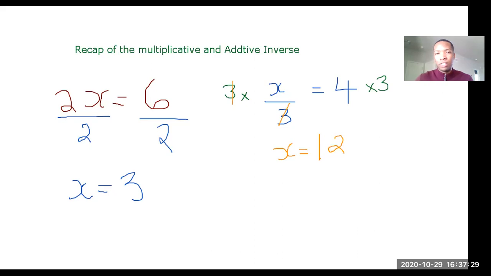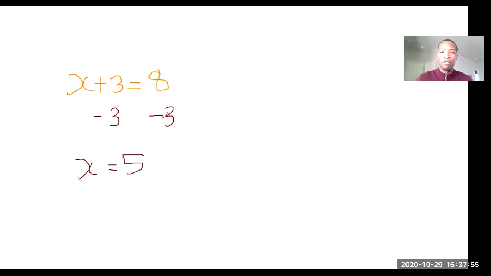Now let's do one with the additive inverse. If I have x plus 3 is equal to 8, I'm going to do the additive inverse because I'm trying to find x. Since it's plus 3, I do the opposite, which is minus 3. And whatever you do on one side, sure enough, got to do it on the other side. So then x is equal to 5.